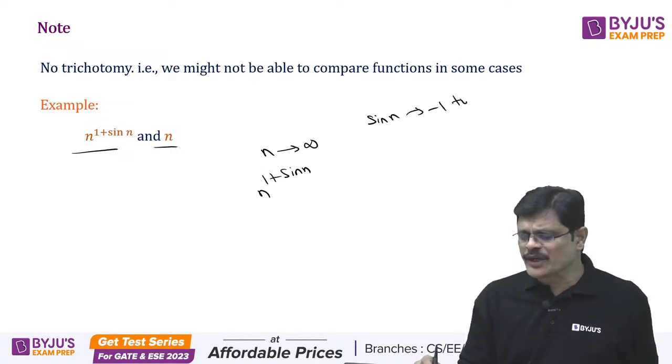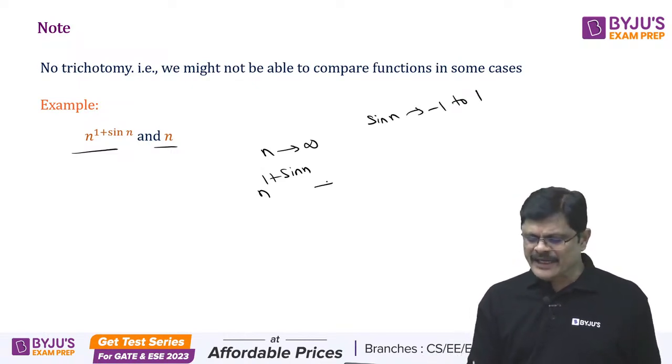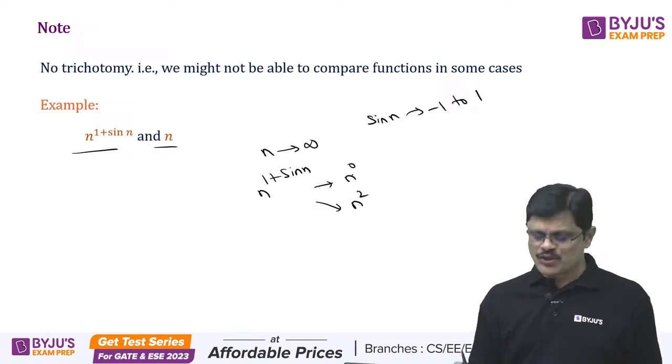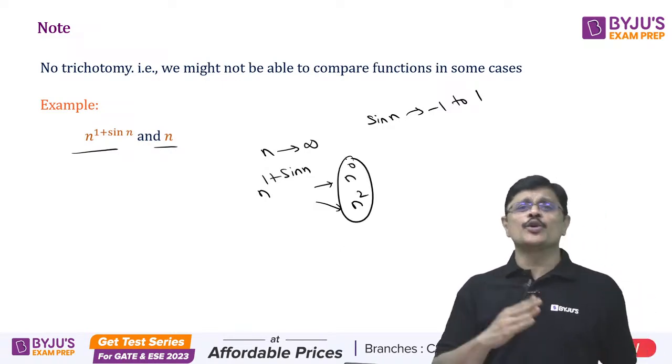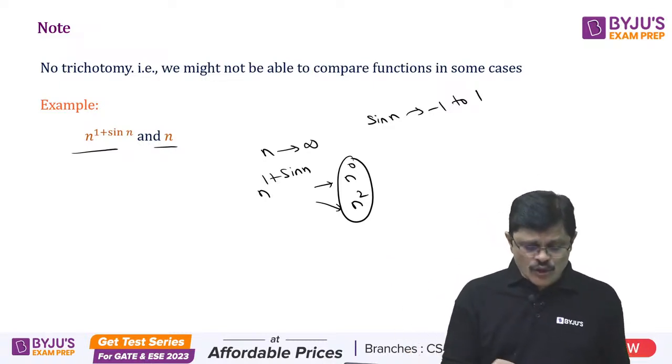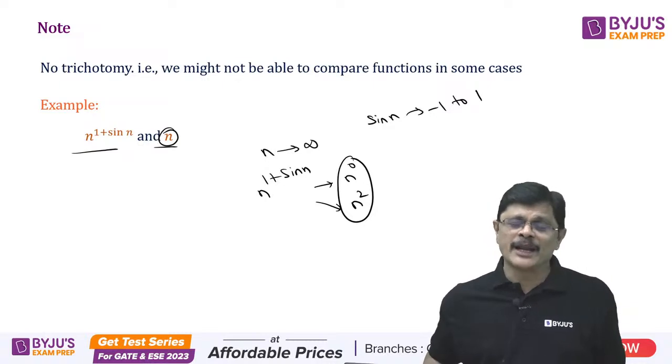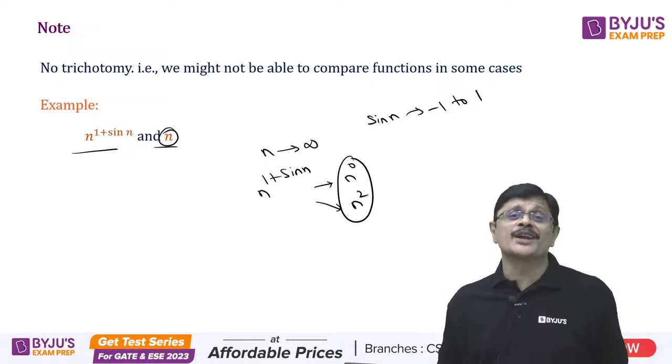Because as n approaches infinity, for n power 1 plus sine n, the sine n value can vary from, what, sir? Minus 1 to plus 1. When it is minus 1, it tends to n power 0. When it is plus 1, it becomes n square. So its value varies from n power 0 to n square, and you cannot compare that with n. So it may also happen that two functions are not comparable.